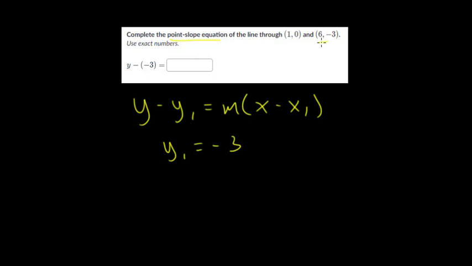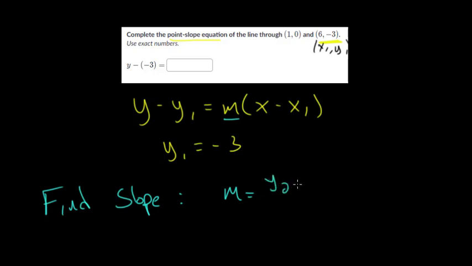And that tells us we're going to be using this point. So y1 is negative 3, so that means x1 is 6. So we know that when we're going to plug it into the formula later. But notice the only thing we don't know is m. So we have to find the slope. So let me just write that down. So find slope. And to do that, we'll just use our slope formula again when we have 2 points.